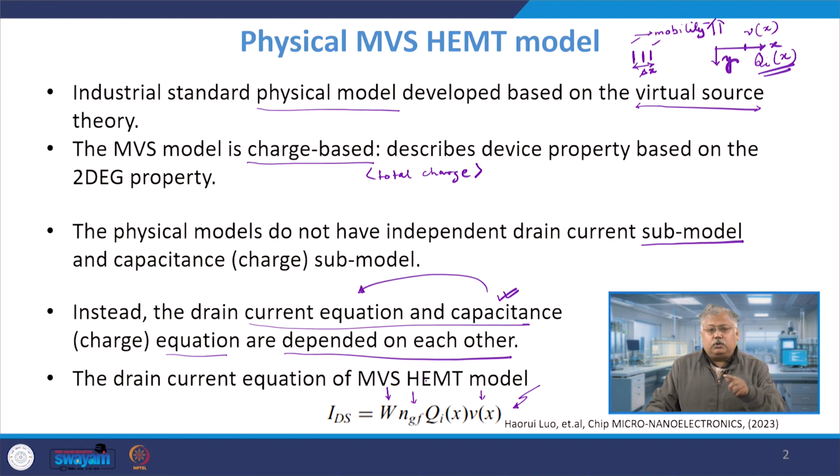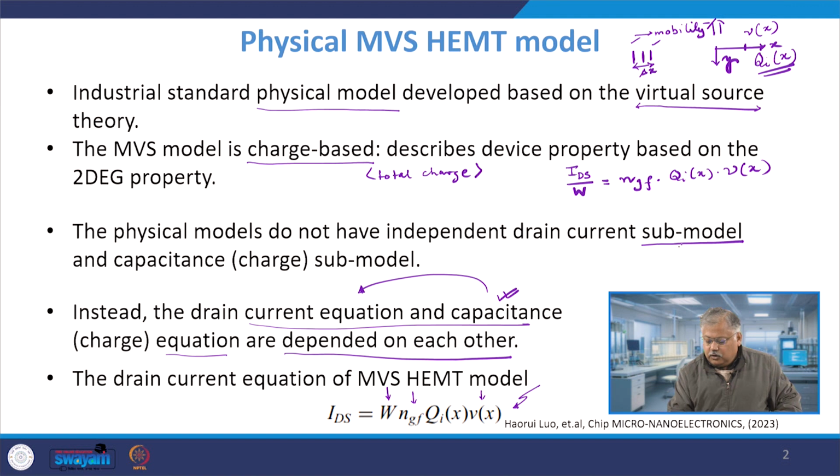Now you can also have a width quantized or a width normalized drain current. Then what you do is that you divide this IDS by this W, and what we get from here is NGF multiplied by QIX multiplied by V times X, right? Okay, if you go back to your very basic equation of mobility, then you very well know that the velocity of the charge carriers is referred to as mobility multiplied by electric field, right? Where mu is the mobility and E is the electric field.